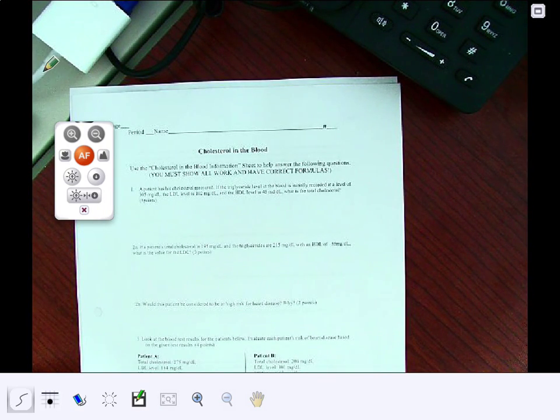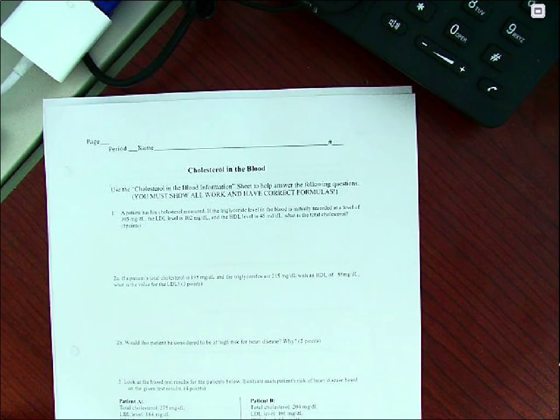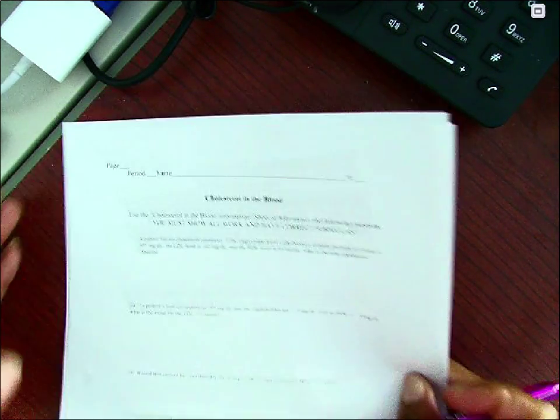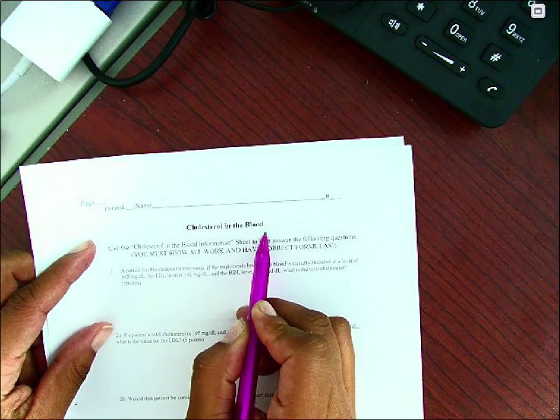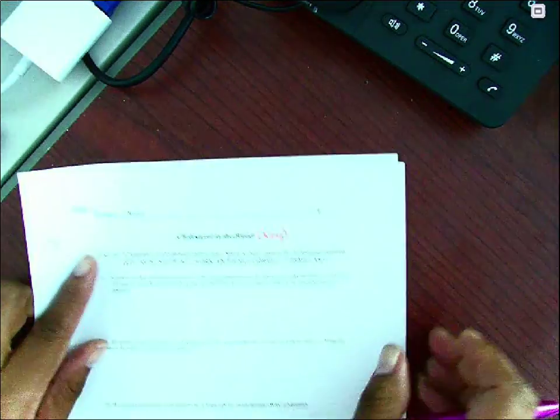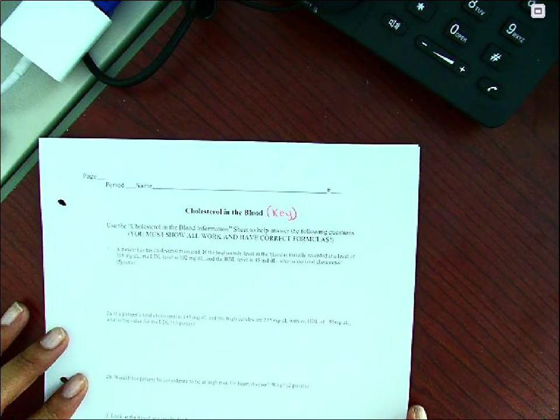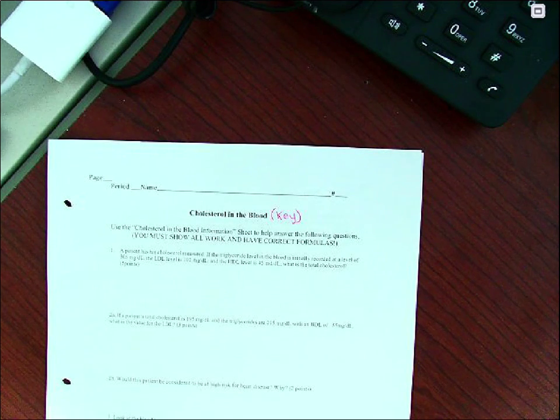All right, so today we are going to go over cholesterol in our blood. This is next to your sheet where it says cholesterol in your blood. Here, put the word key because I've taken up your homework. And now we're going to go over it together to do the problem so that you have a better understanding of it. So when you get your homework back and you see why you have it wrong or why you have it correct, you can have a key to better study from it.